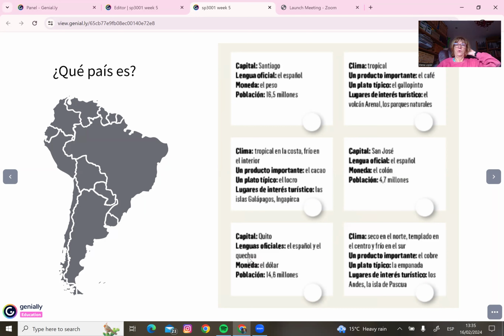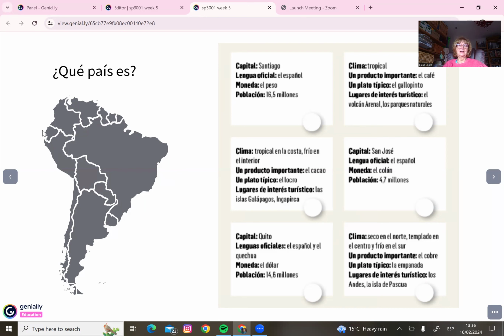¿Cómo es Ecuador? So, Ecuador tiene clima tropical en la costa, pero frío en el interior. So, it's tropical along the coast, but cold in the mainland. Un producto importante en Ecuador es el cacao. An important product, cacao. Un plato típico, el locro. Locro is a typical dish.